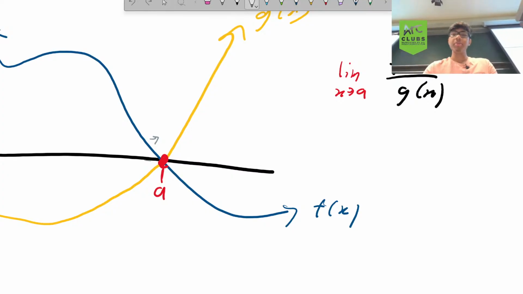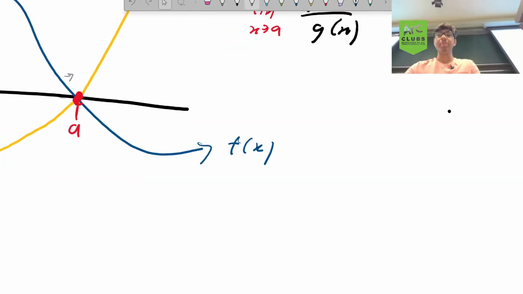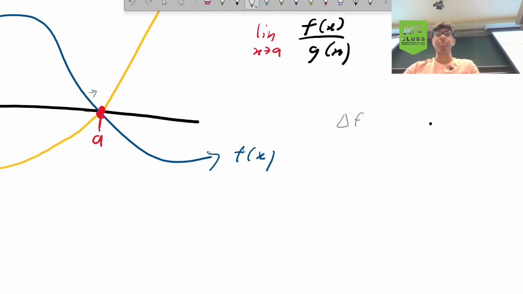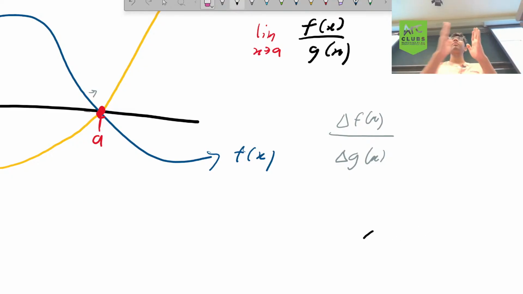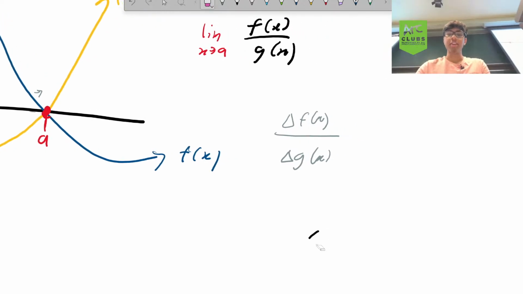So it's like, maybe instead of a, I'm looking at a minus 0.1 or something. Well, if I wrote that, that would be the same as if I found the ratio between some small change in f of x over some small change in g of x. And you see how that works? I'm getting really small slivers right next to that point. And so I can consider this.